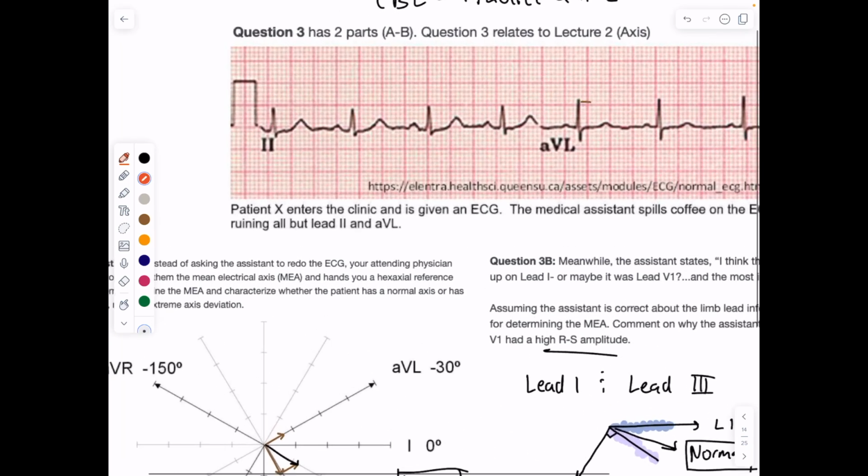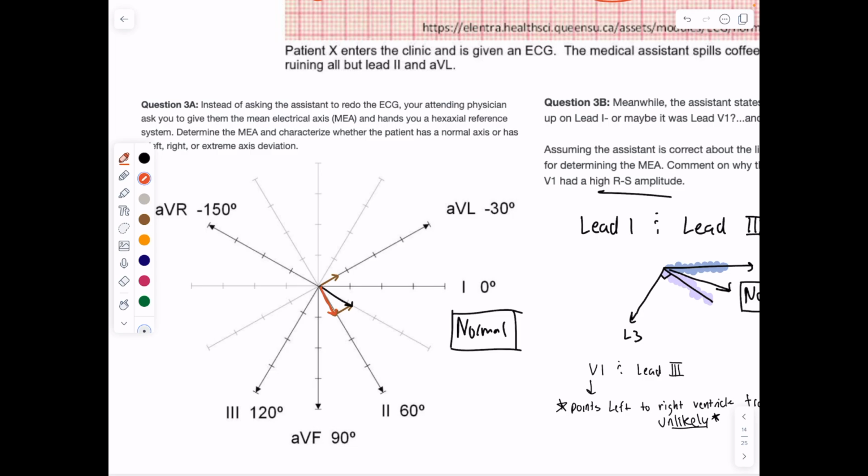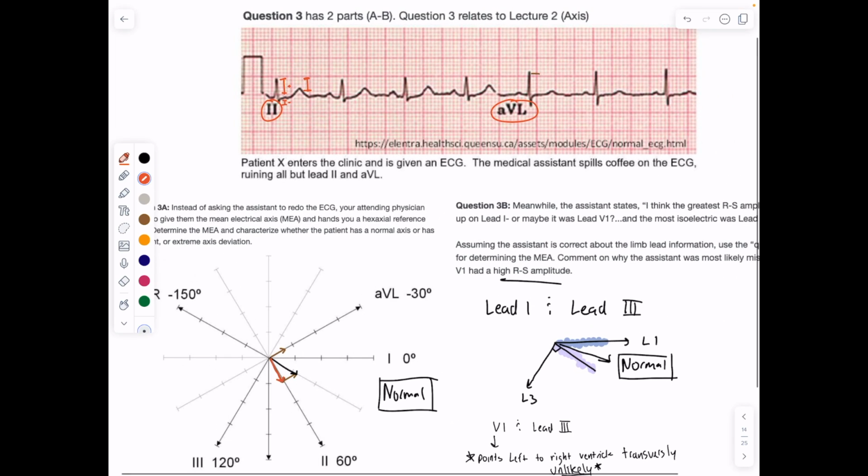So vector summation. We have lead 2 and we have augmented left lead. And so we have our positive section here. We have a little bit of negative. So negative, positive. Our resultant is going to be about that much in direction of 2. So the positive direction of 2 is right here. And you can see I've already answered this question.